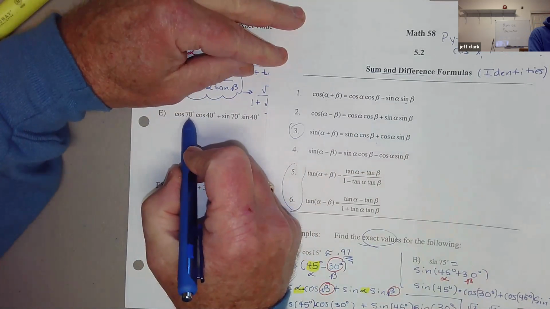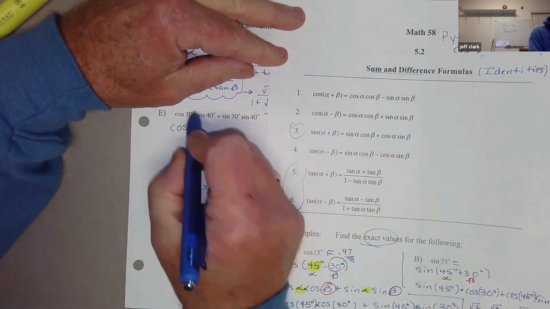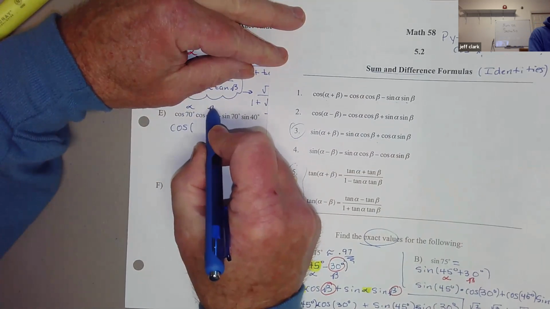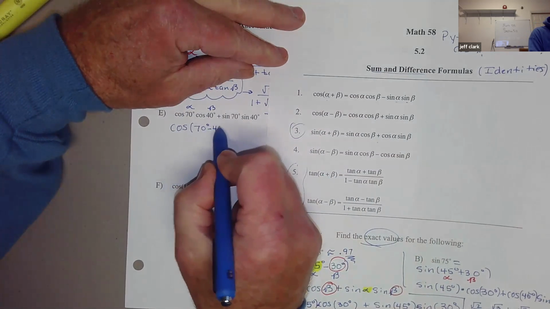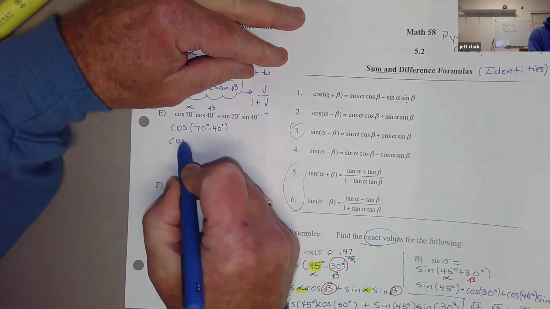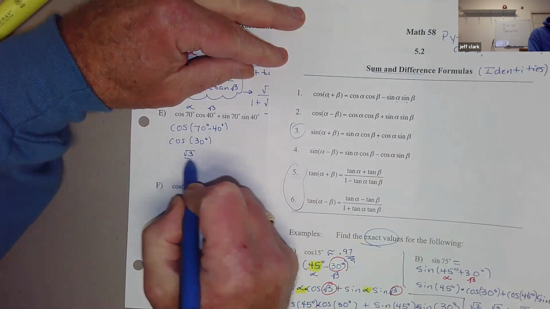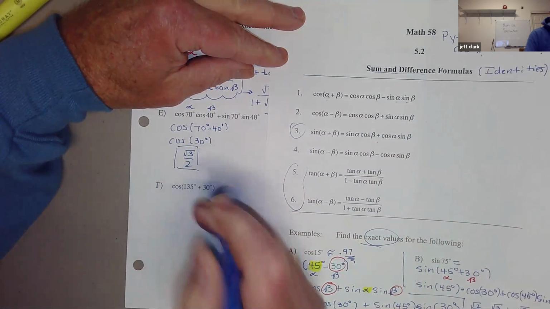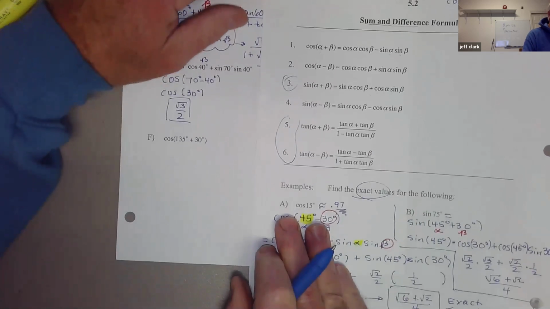See, because you don't have 70 degrees on the wheel. So maybe if you went alpha, this is your alpha and this is your beta. You go 70 degrees minus 40 degrees. Yeah, that's nice. The wheel says it's root 3 over 2. There's your answer. So that was a lot easier than the other way around, but you have to find the right one.